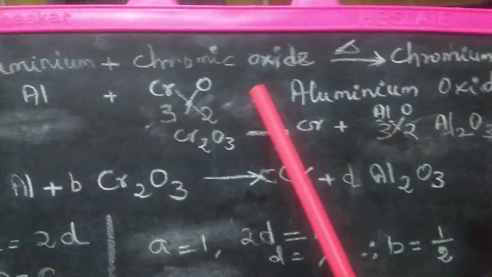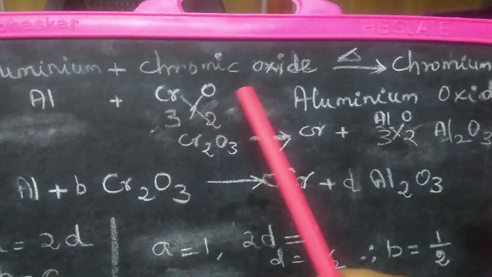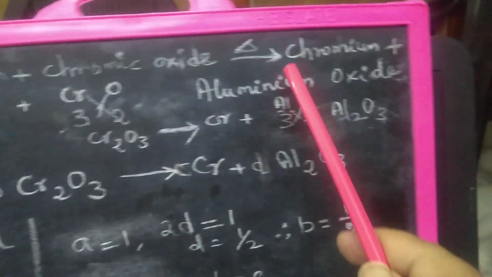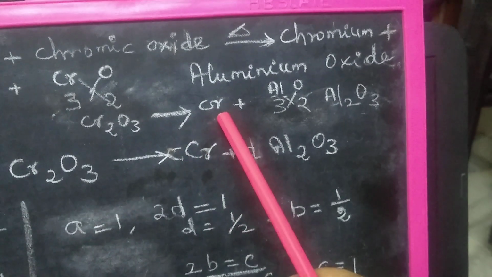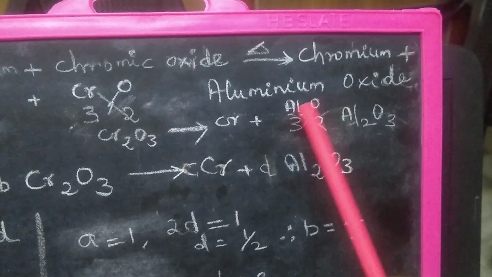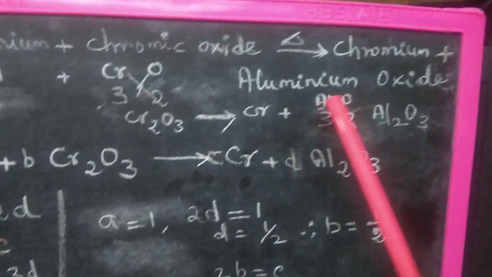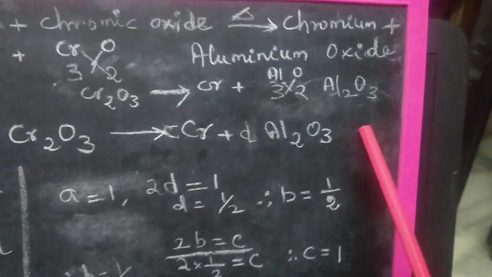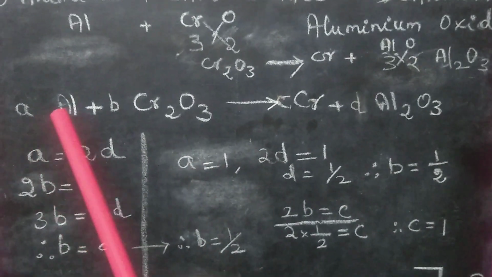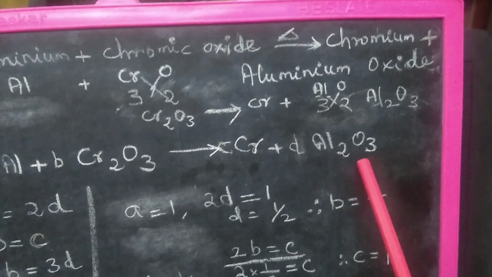Aluminium, we know Al. Chromic oxide, chromic Cr, oxide O. Chromic valency is 3, oxide valency is 2. So if you interchange, you will get Cr2O3. Gives chromium, that is Cr, plus aluminium oxide. Symbol of aluminium is Al, symbol of oxide is O. Aluminium valency is 3 and oxide valency is 2. If we interchange, we will get Al2O3. Therefore, if you write this equation in chemical formula, it will be Al plus Cr2O3 gives Cr plus Al2O3.